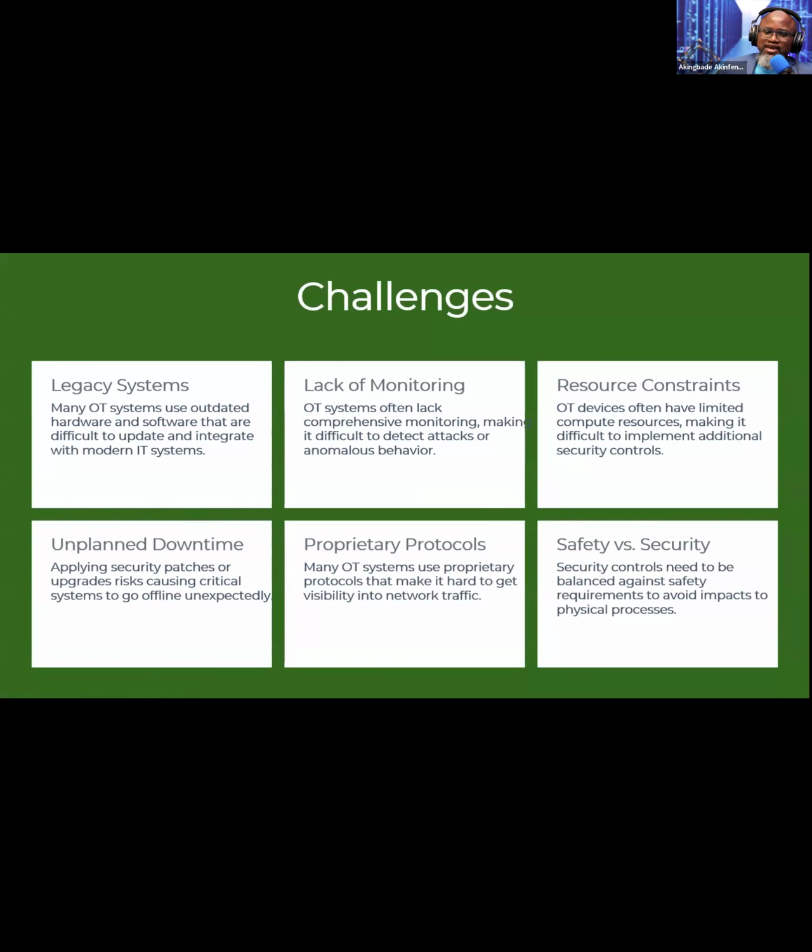So let me tell you the big challenges they always have. Challenge number one is their systems are old, legacy systems. Now, can we all type this? Anytime you hear the word legacy, it equals old. Can we all say legacy equals old?